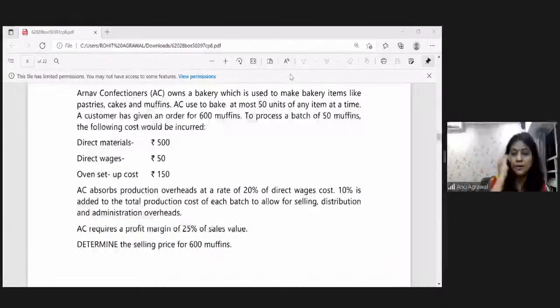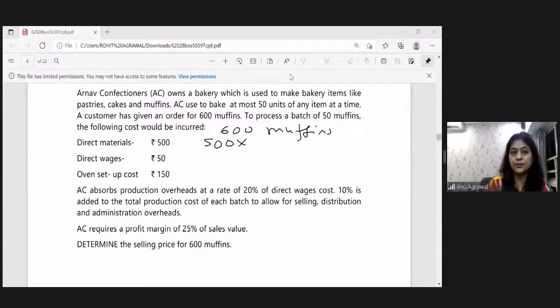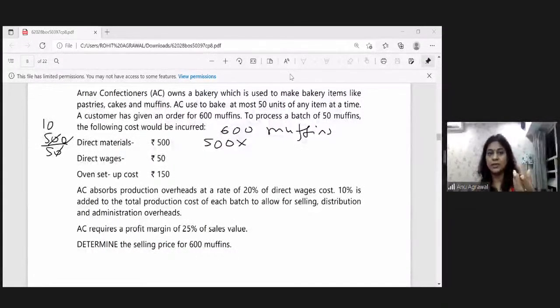Yes, can we do it? A batch of 50 muffins, material is 500. That means for 600 muffins, what will be the material cost? 500 is for 50 muffins, yes or no? That means 10 rupees of material cost for each muffin.